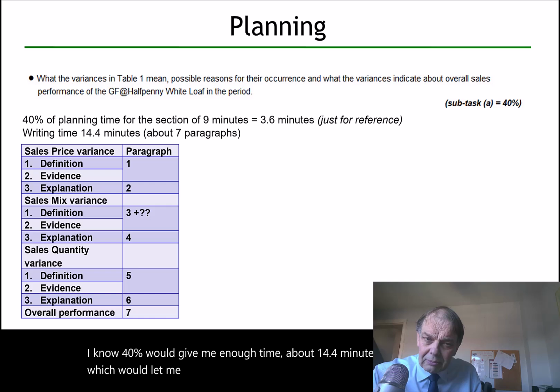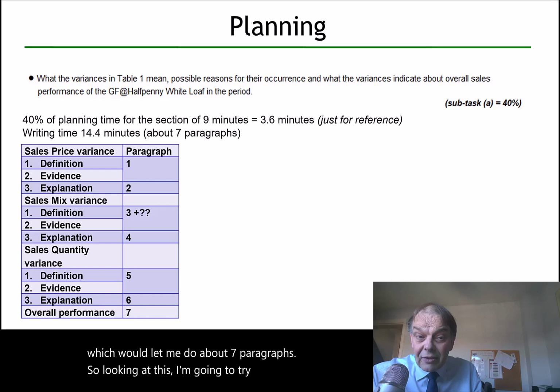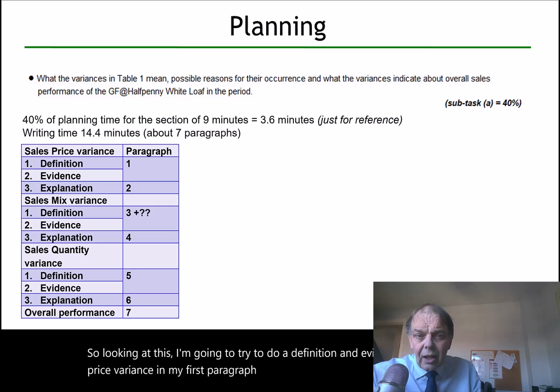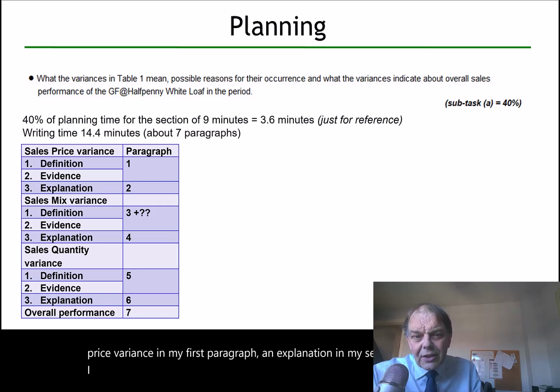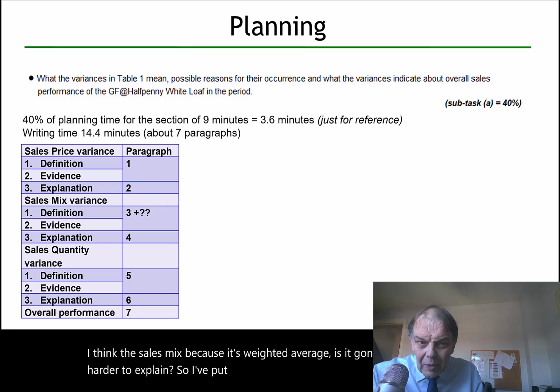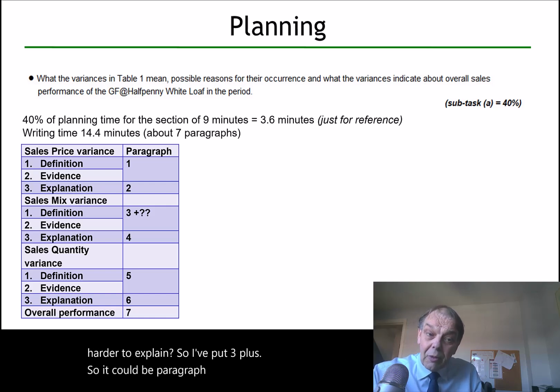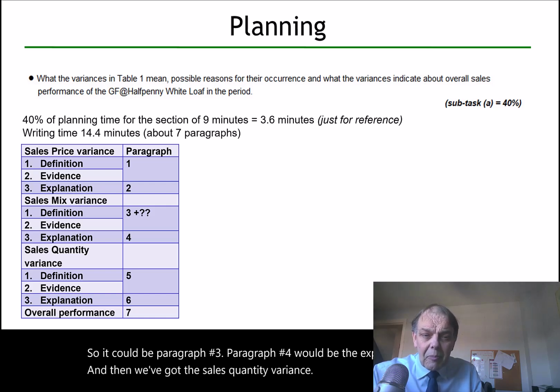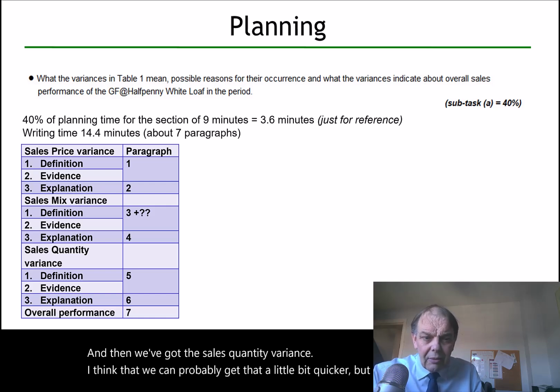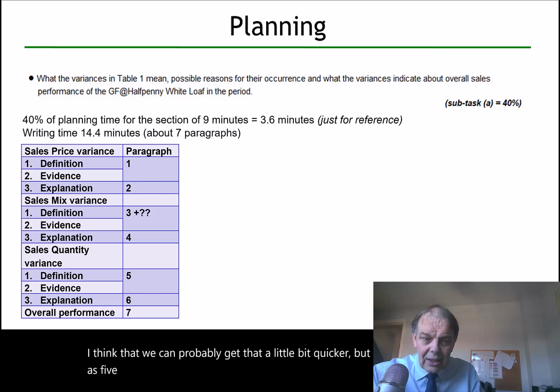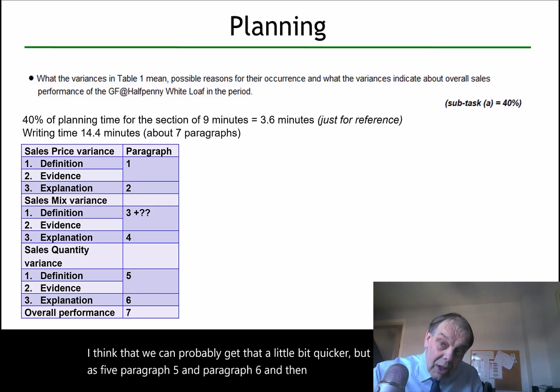which would let me do about 7 paragraphs. So looking at this, I'm going to try to do a definition and evidence for the sales price variance in my first paragraph, an explanation in my second. I think the sales mix, because it's weighted average, is going to be a little bit harder to explain. So I've put 3+, so that could be paragraph number 3. Paragraph number 4 would be the explanation. And then we've got the sales quantity variance. I think that we can probably get that a little bit quicker, but I've got that down as paragraph 5 and paragraph 6, and then the overall performance, another paragraph at the end.